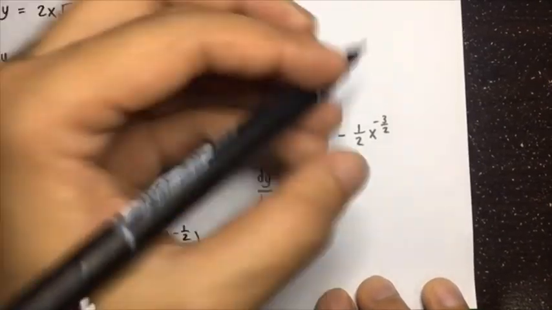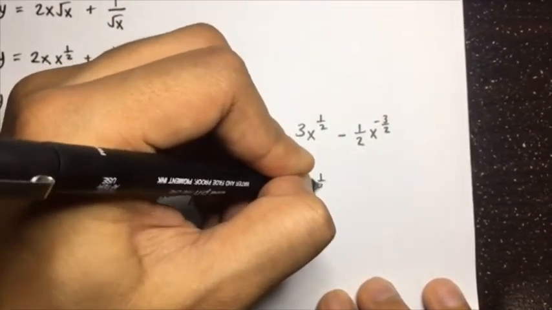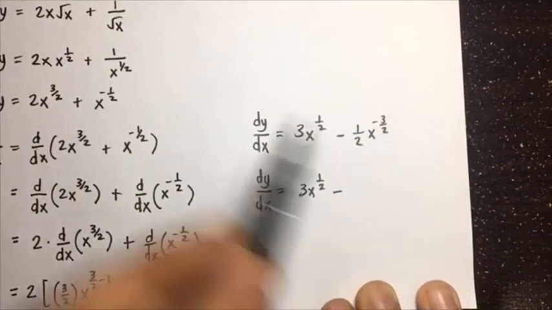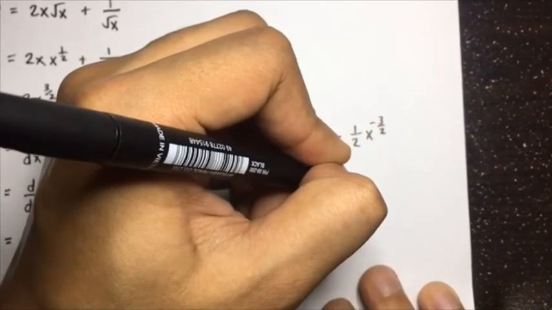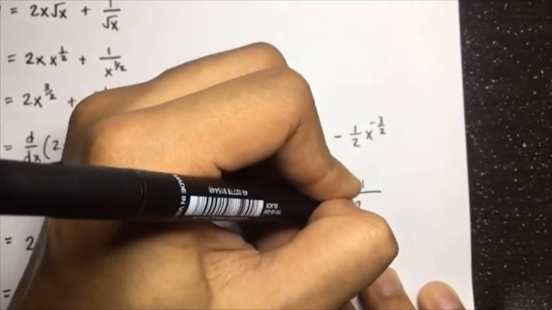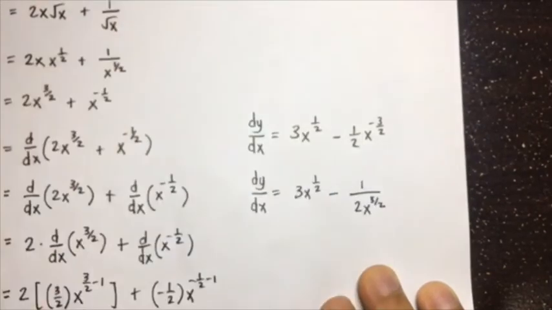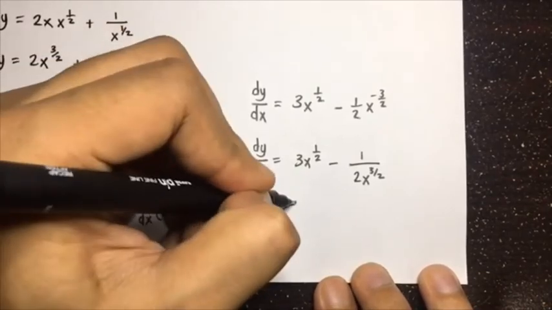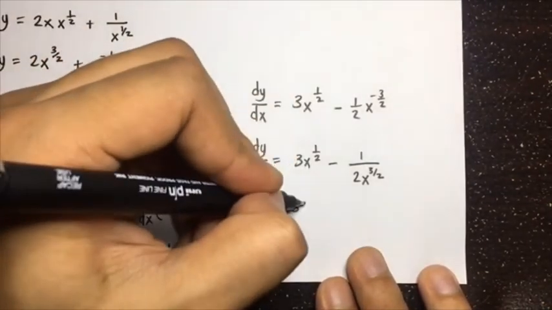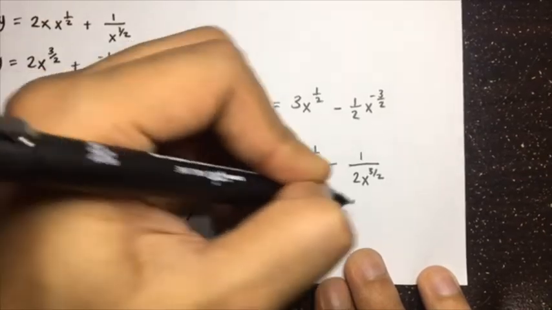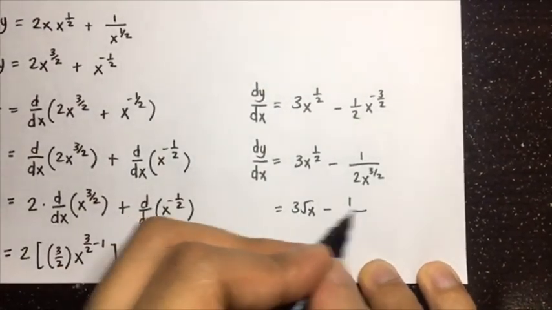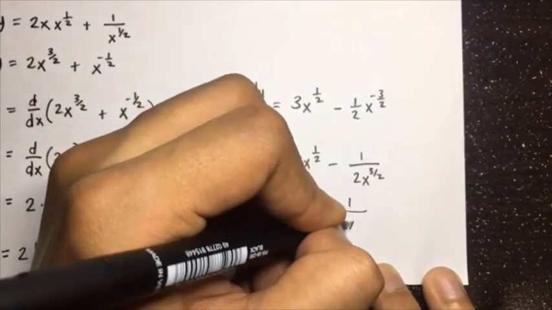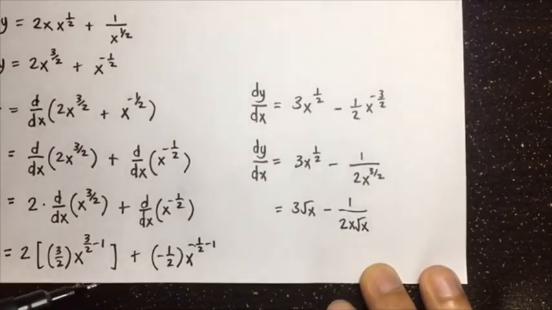So, this will become 3x raised to 1 half minus, return it into the denominator, the x raised to negative 3 halves. So, this will become 1 over 2x raised to 3 halves. Okay, so therefore it will become 3 square root of x minus 1 over 2. So x raised to 3 halves is simplifying, that's x square root of x.